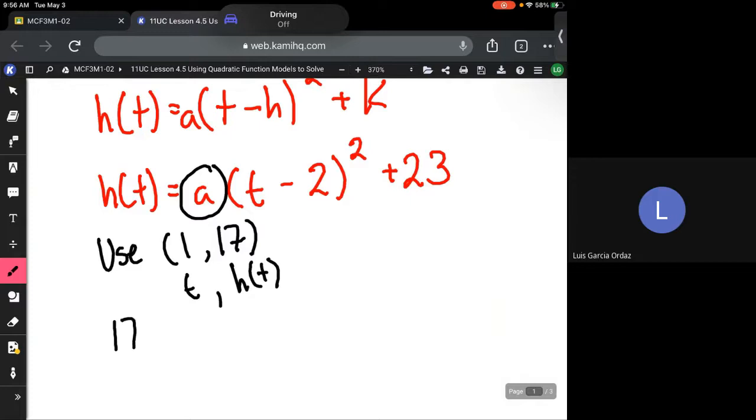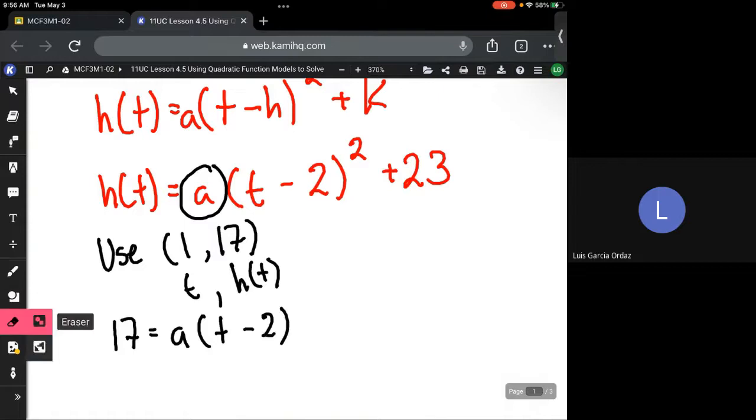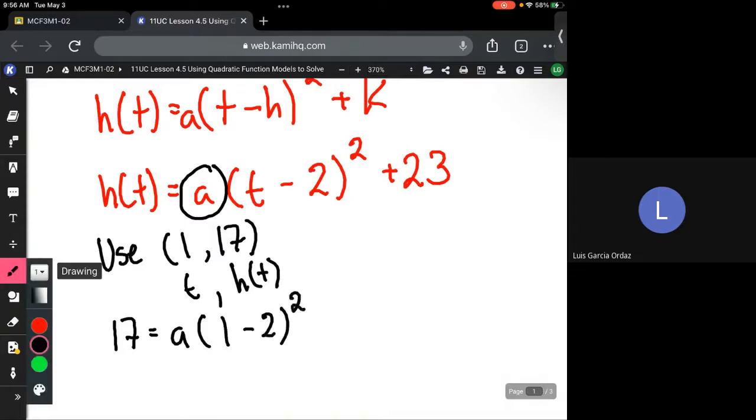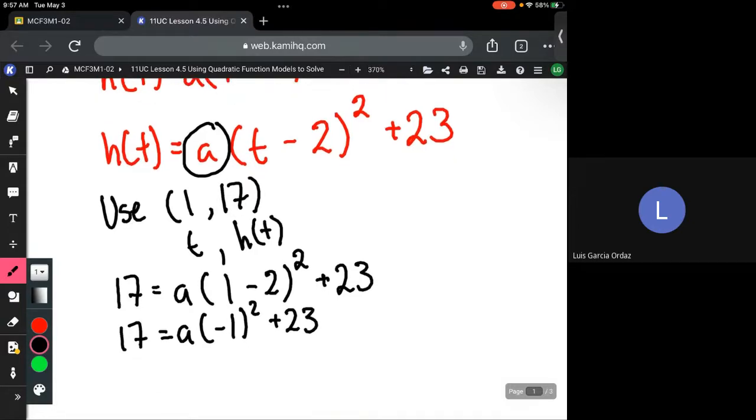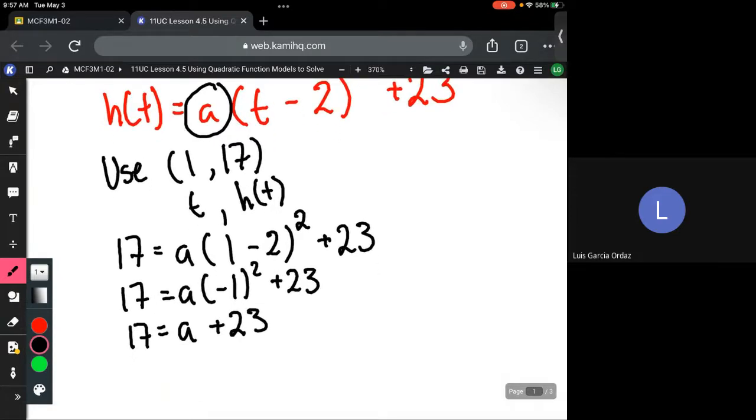So 17 is equal to a times 1 minus 2 squared plus 23. So who can tell me what 1 minus 2 is in that bracket? I'm going to get negative 1 squared plus 23. So what's negative 1 to the power of 2? 1. I'm going to get 17 is equal to 1a, which is just a, plus 23. So what's left for me to do to isolate for a? What do I have to do?